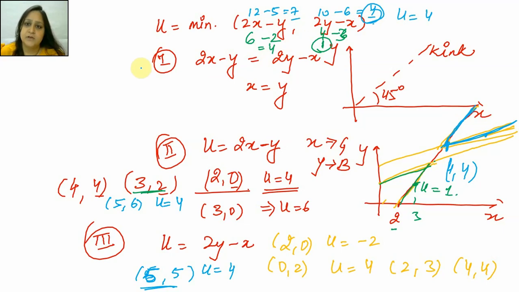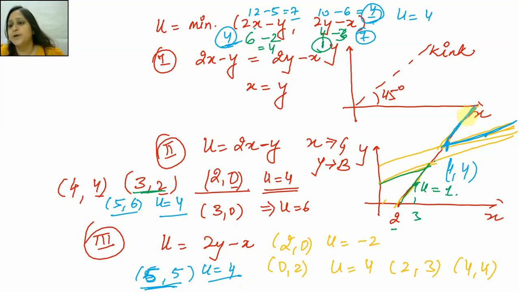Take another one. The example of 5, 6. 5, 6 में आपने क्या किया? 5, 6 में 2 into 5 is 10 minus 6, which is 4. 2 into 6 is 12 minus 5, which is 7. Minimum out of 4 and 7 is again 4. So points like 5, 6 and 6, 5 are giving me a utility of 4, जो कि मुझे 4, 4 पे point दे रहा है. So my points like 4, 4, 5, 6 and 6, 5 are going to lie on the same IC, which is my IC shape is this way, right?